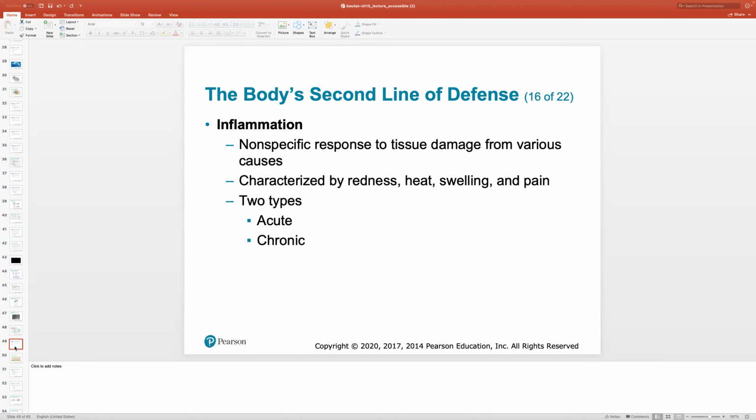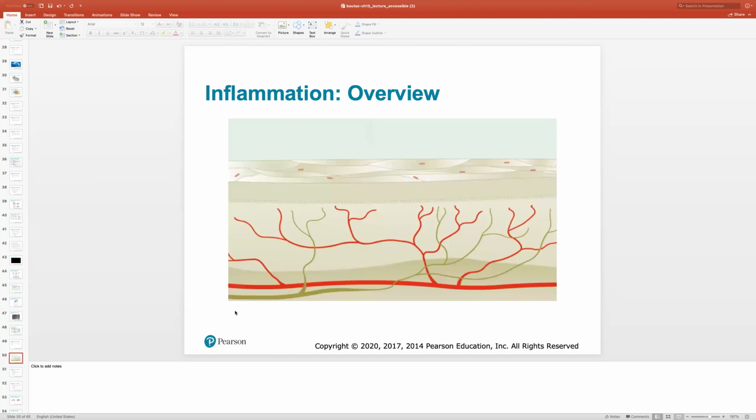Okay, inflammation. This is a non-specific response. You get redness, heat, swelling, and pain. There's acute and chronic. So let's look at an overview.